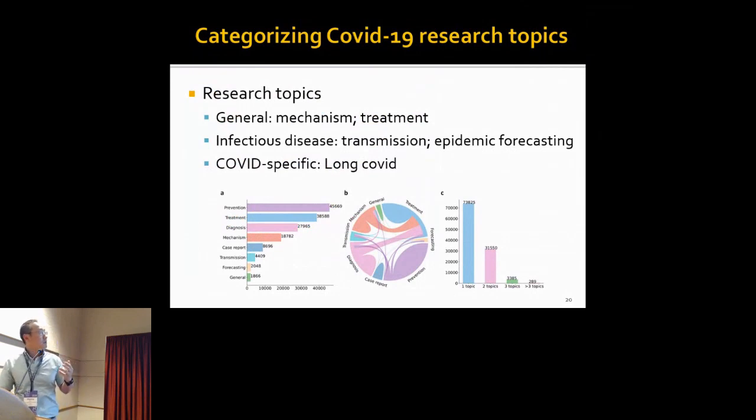Some of the topics are general, like disease mechanism, treatment, prevention. Some are infectious disease specific, like transmission and epidemic forecasting, and some are very COVID specific, like long COVID, which is actually, excuse me, the last topic that we added into the LitCovid collection. As you can see in the bottom graph, the same paper can be categorized with more than one topic. The same paper can talk about both the disease mechanism and the treatment. So some of the topics tend to be more correlated with each other.